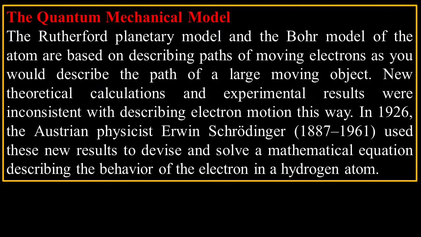The Rutherford planetary model and Bohr model of the atom are based on describing paths of moving electrons as you would describe the path of a large moving object. New theoretical calculations and experimental results were inconsistent with describing electron motion this way. In 1926, the Austrian physicist Erwin Schrödinger used these new results to devise and solve a mathematical equation describing the behavior of the electron in a hydrogen atom.